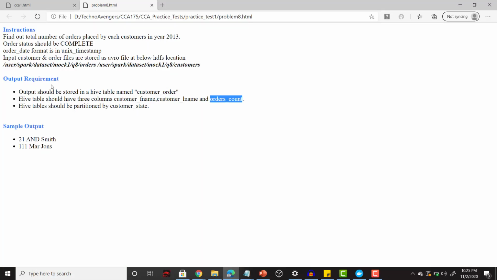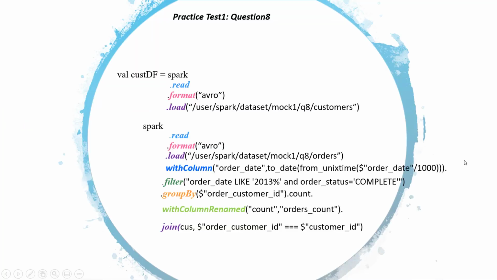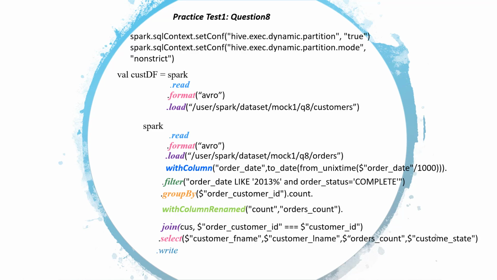my output requirement it is said that the Hive table should have 3 columns, that is customer first name, customer last name, and the orders count. So the first 2 columns will be derived from customers data. Also, the Hive table should be partitioned by customer state. So this customer underscore state is also part of the customer's data file. So once I have joined my data set, finally I am going to select only those columns that are required in my final output. So here I am selecting customer first name, last name, orders count, and customer state. And then I am going to write in the Hive table using the partitioning.